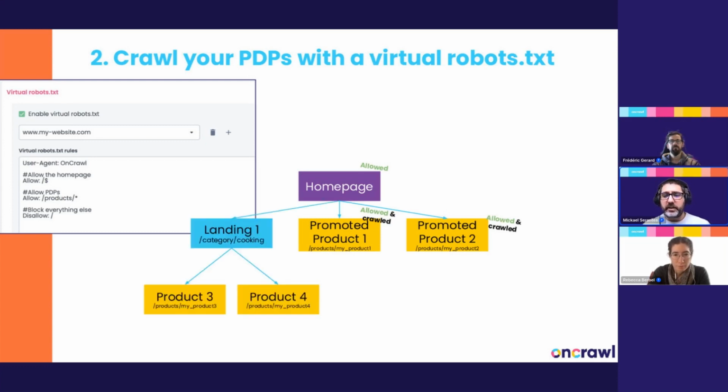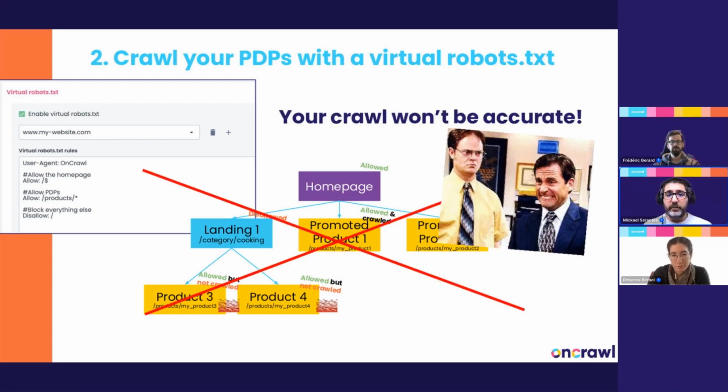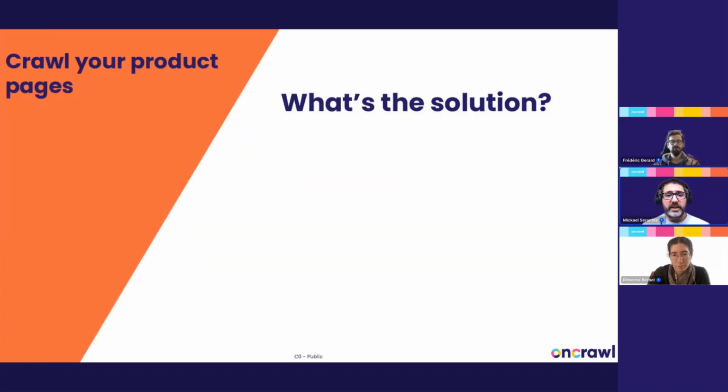Then we have a landing page that will list some products. Because this landing page does not match the /products pattern of the URL, it will be disallowed. So product 3, product 4 and all other products available on that page will be allowed, but not crawled because of the landing page that is disallowed in the virtual robots.txt. That's a problem, and our crawl won't be accurate at all. So there is a solution.